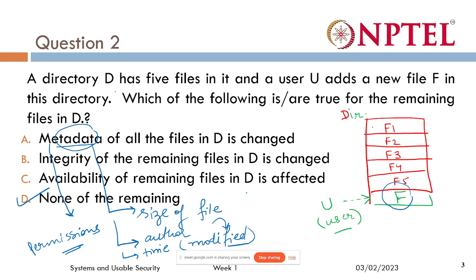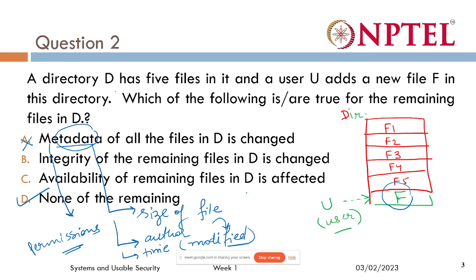is not in any way affecting any of the existing files, because it is not deleting their content, it is not adding anything extra to their existing contents. So that means no modification to the existing content is being done. So the metadata of the files in D remains unchanged. Hence, option A will not be in our list of answers.